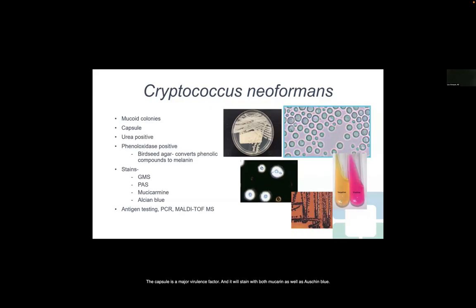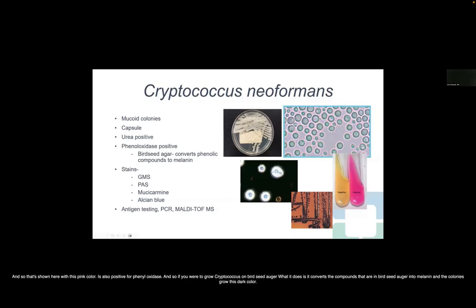The capsule is a major virulence factor, and it will stain with both mucicarmine as well as Alcian blue. We can also use India ink to highlight the presence of the capsule for Cryptococcus neoformans. Not really used much anymore today, but an important feature to aid in a quick diagnosis many years ago. Cryptococcus neoformans is urease positive, and so that's shown here with this pink color. It's also positive for phenol oxidase.